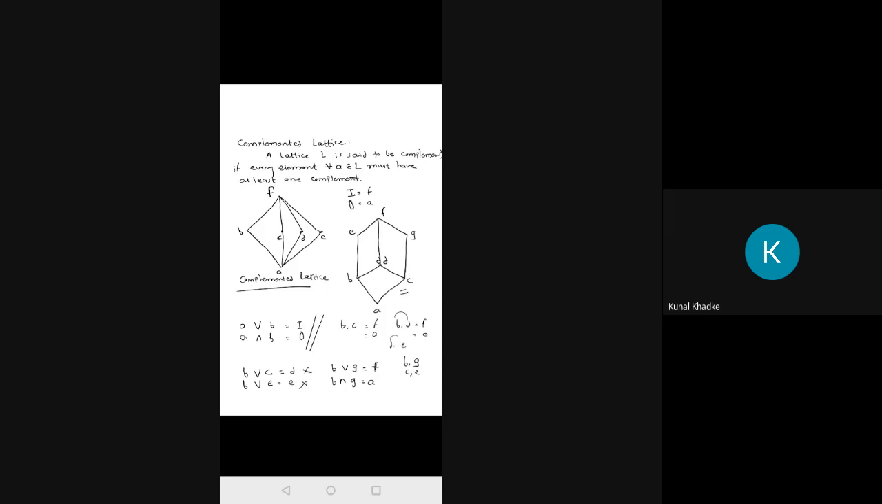Okay, quickly. Someone, Atharva, answered that CE are complements. Which element is left? Only D is left. Check quickly: does D have a complement element? Okay, I will tell you the final answer now. It is not a complemented lattice because element D doesn't have a complement.